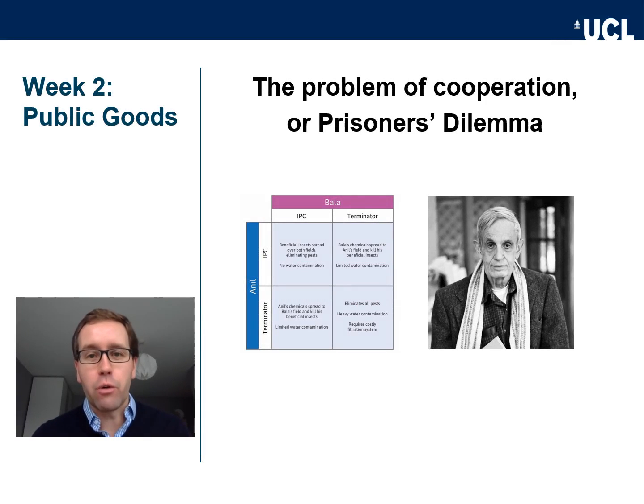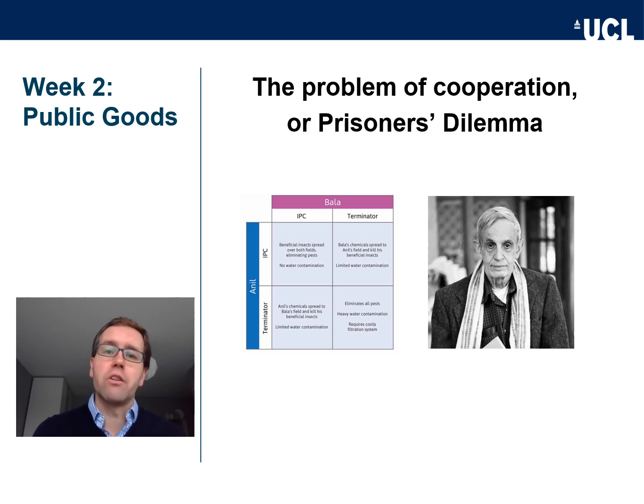In this second video of the lecture on public goods, we introduce the problem of cooperation, or prisoner's dilemma as it is most widely known. And we introduce it as an example of failed public good production, the dynamics of public good production.